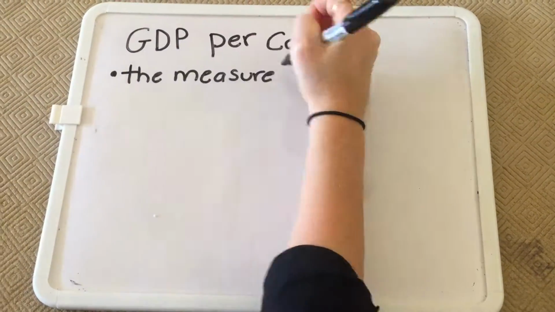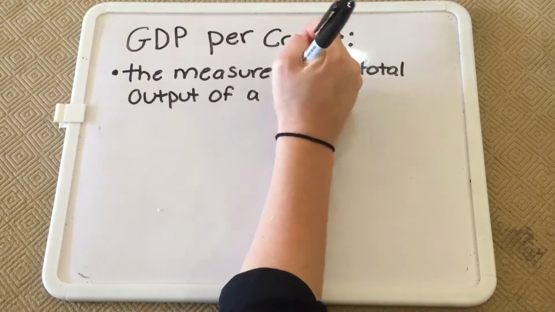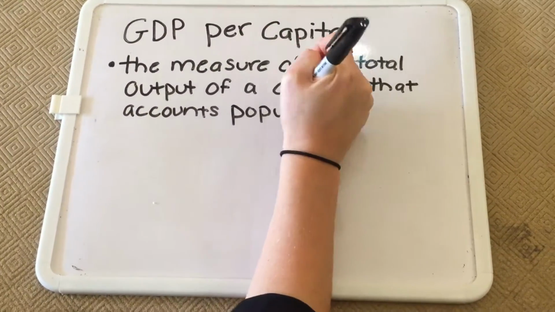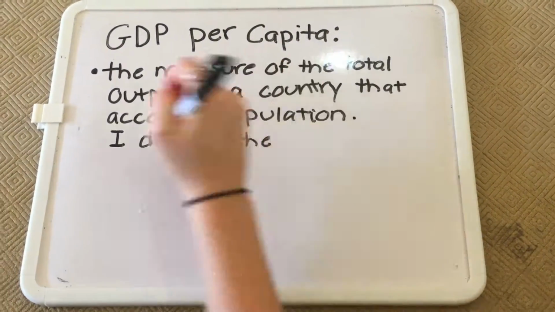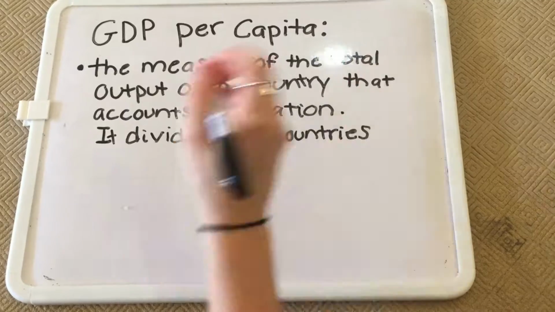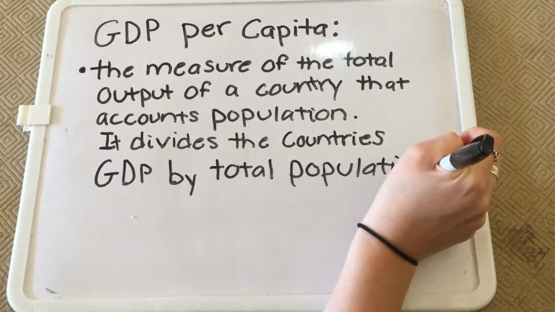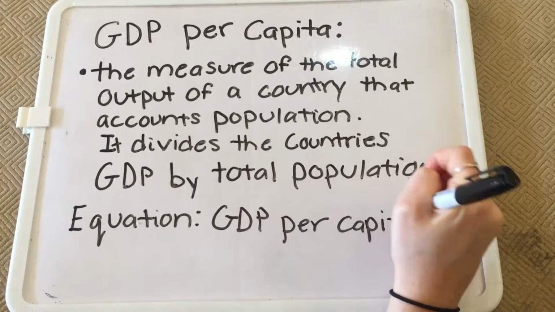Now we are going to talk about GDP per capita. This is the measure of the total output of a country that accounts for population. It divides the country's GDP by total population. Therefore, the equation is GDP divided by population, which is pretty self-explanatory.